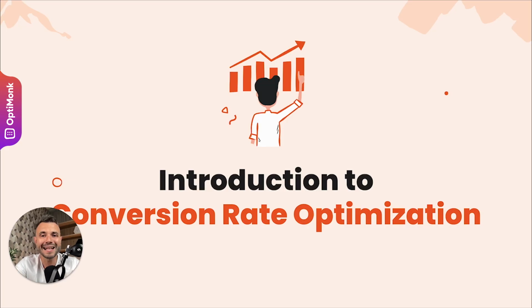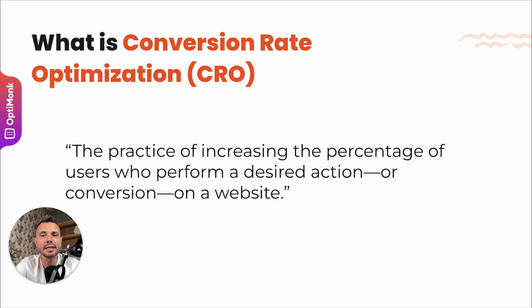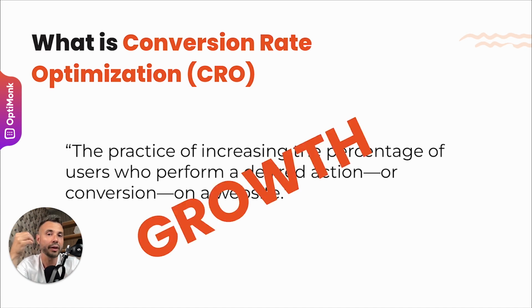All right, now let's start with the introduction to conversion rate optimization. First of all, let's see what is conversion rate optimization. According to Google, it's the practice of increasing the percentage of users who perform a desired action or conversion on a website. So while this is technically true, I like to think about conversion rate optimization in a more generic sense, which is more about basically growing your e-commerce sales. So I think conversion rate optimization is about growth and about better monetizing your existing traffic.